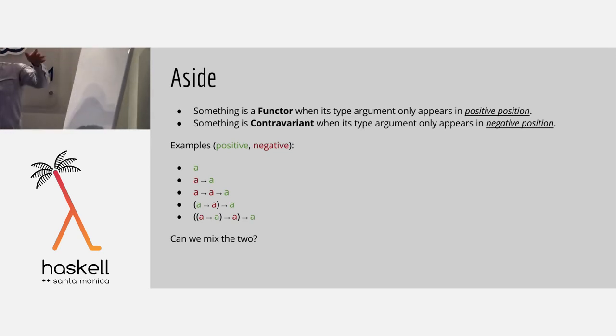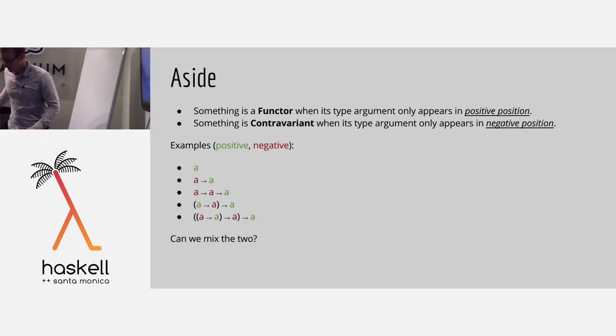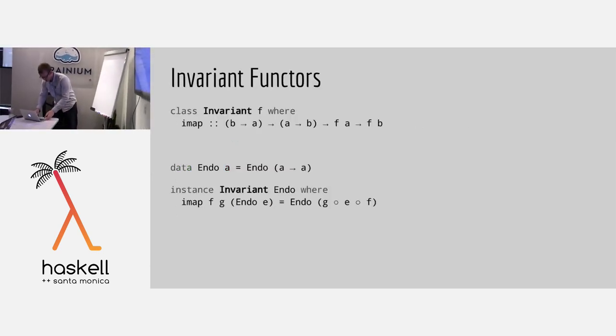it. So in general, if you have a mix of these positive and negative occurrences of a type variable, you're not going to be able to write a functor instance, and you're not going to be able to write a contravariant instance. So then a profunctor you can think of as a solution to this.